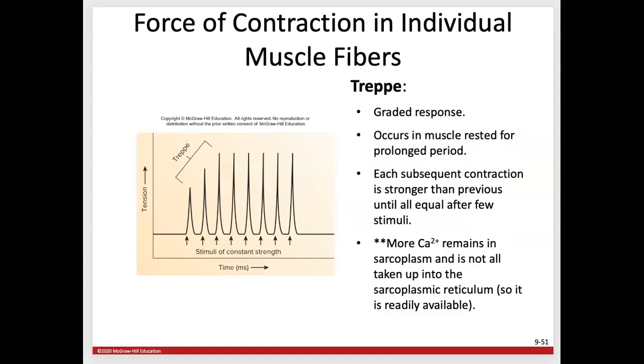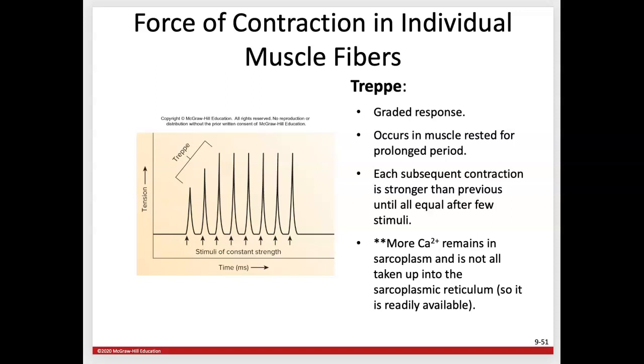So, force of contraction in individual muscle fibers. So we have treppe, which is a graded response. It occurs in muscles that are rested for a prolonged period, and then each subsequent contraction is stronger than the previous until all are equal after a few stimuli.